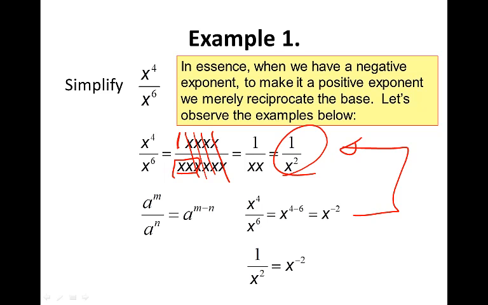So in essence, all we do is reciprocate the base if we have a negative exponent. So x to the negative 2 is 1 over x squared. Real quick, what would x to the negative 4 be? Good, 1 over x to the 4th. So it just reciprocates the base. And we'll see several examples here to come. So again, anything to the negative n is 1 over anything to the n. So if I had x to the negative 3, it'd be 1 over x cubed.